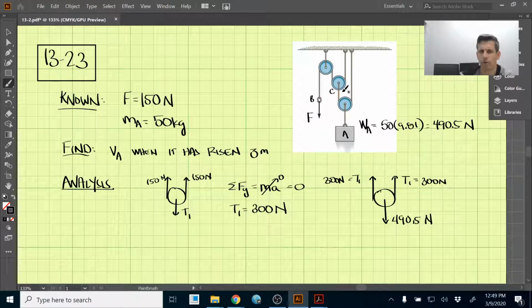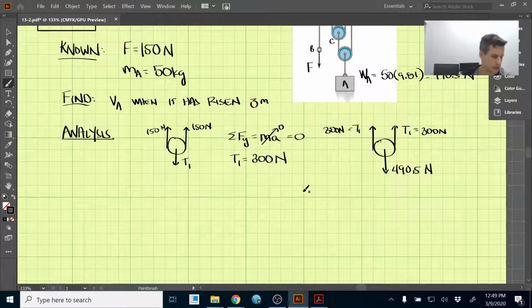Now we're looking for what is the velocity. I think to be able to tell what the velocity of A is when it has risen 3 meters, we have to figure out the acceleration of A. So let's take a look at that.